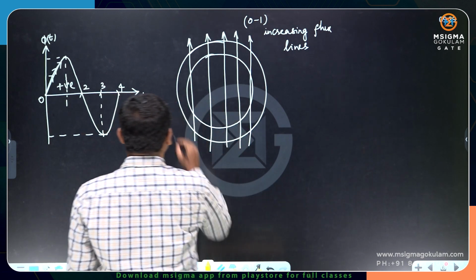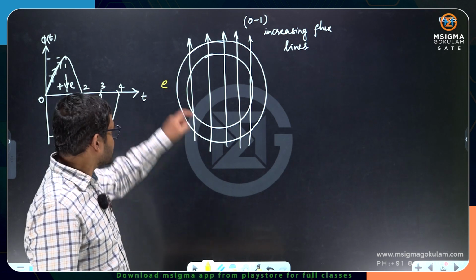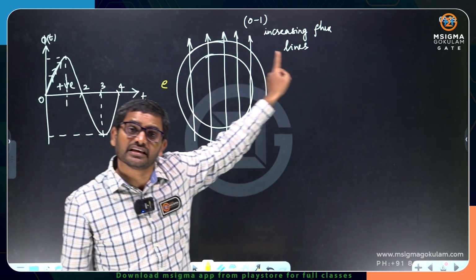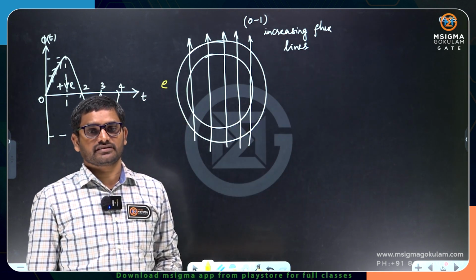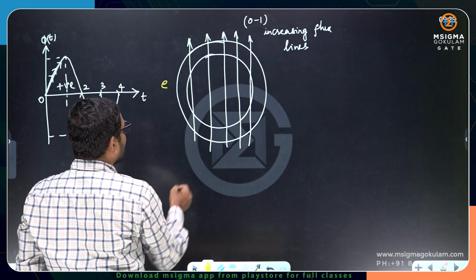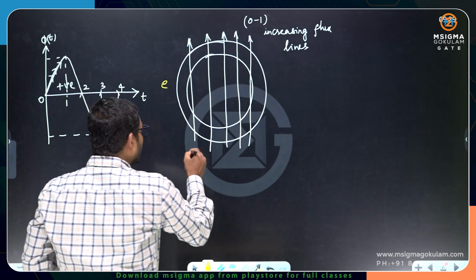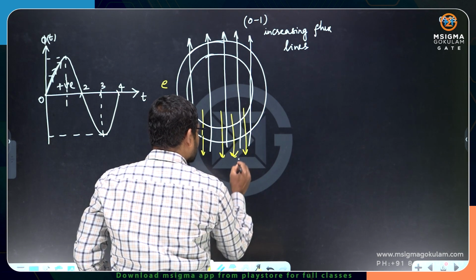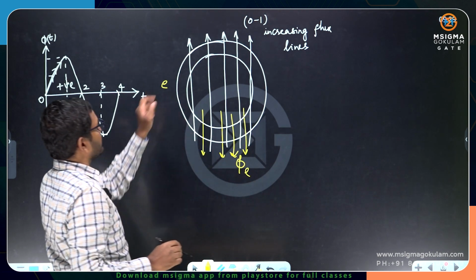In the conductor. Now this EMF has to oppose the increasing change. The reason for the production of EMF is the increasing change in flux linkages. In order to oppose the increasing change, the EMF will drive a current and produce flux lines. How? In the downward direction of flux. So these are the flux lines due to the induced EMF.